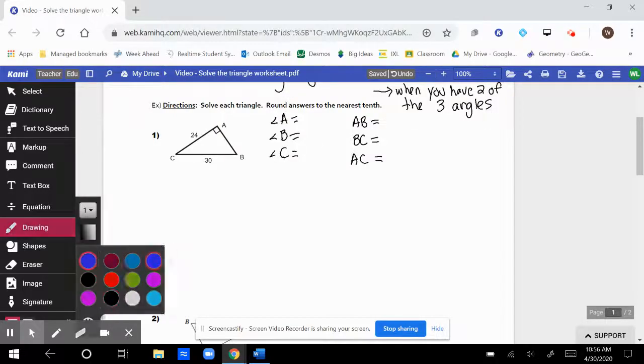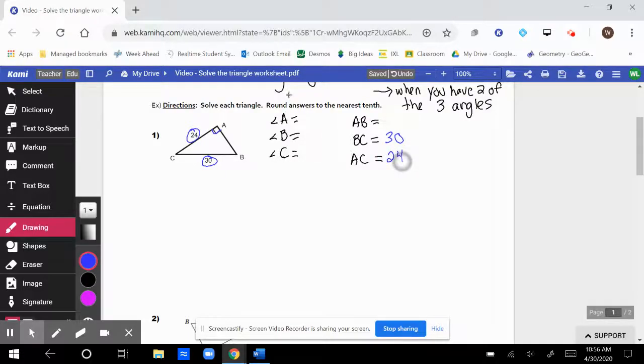Notice you already have some of them. I'm going to do in blue, and you should color code yours as well, the things that we already know, which are 2 of the 3 side lengths. BC is 30, AC is 24, and we see that right angle at A.